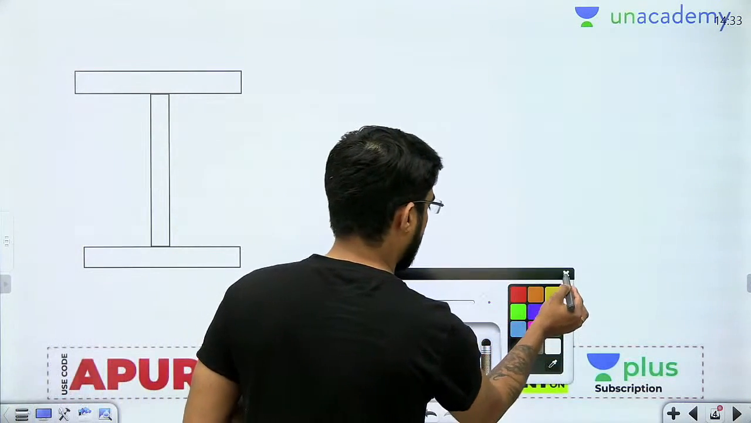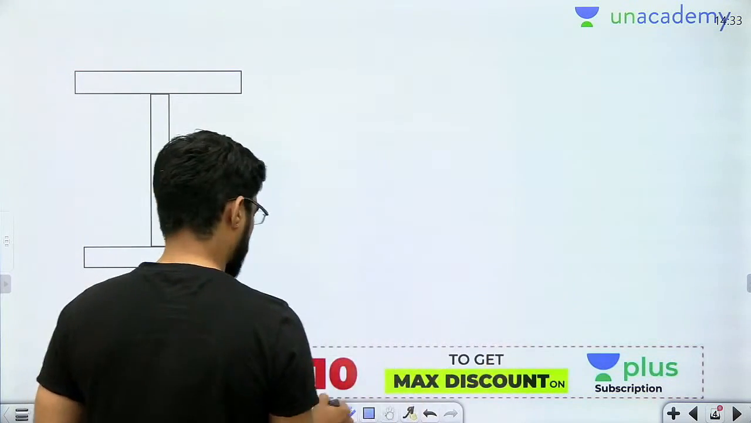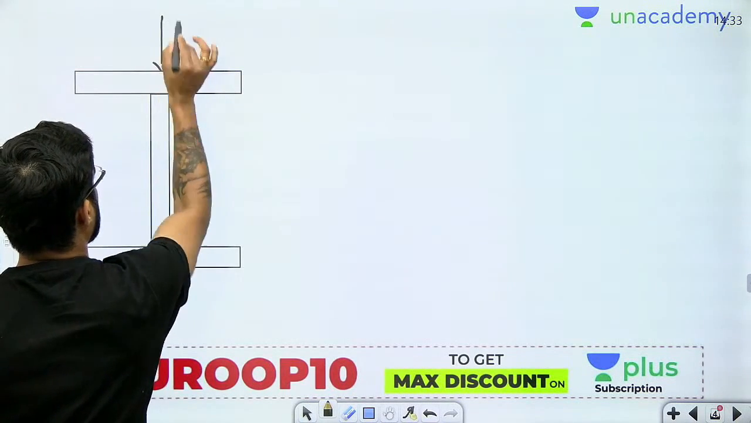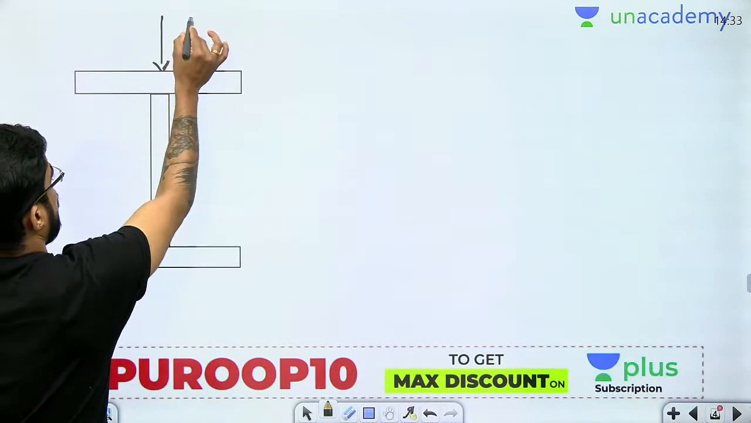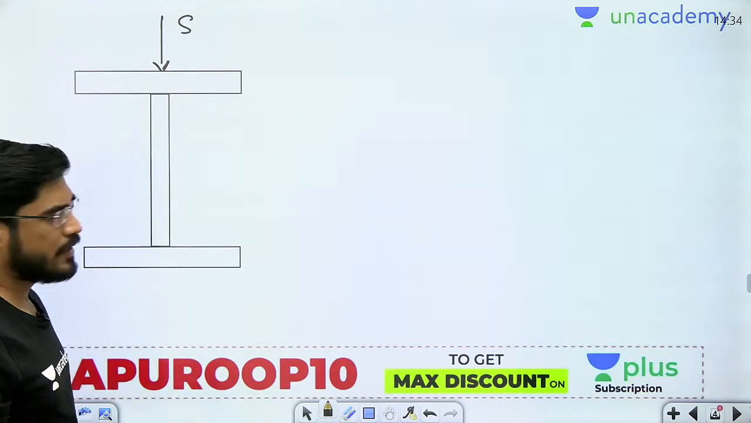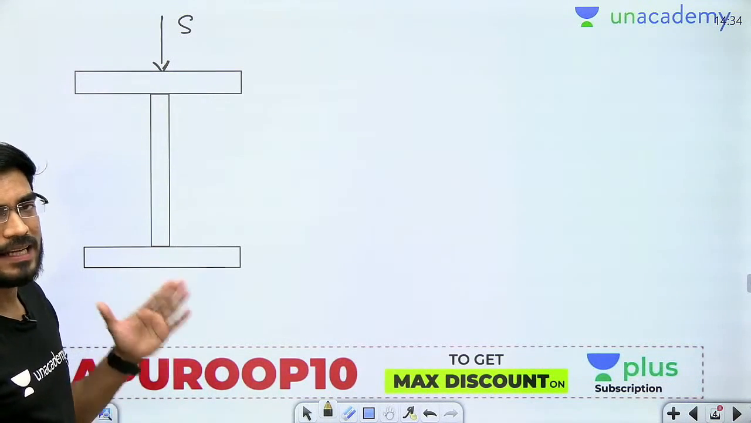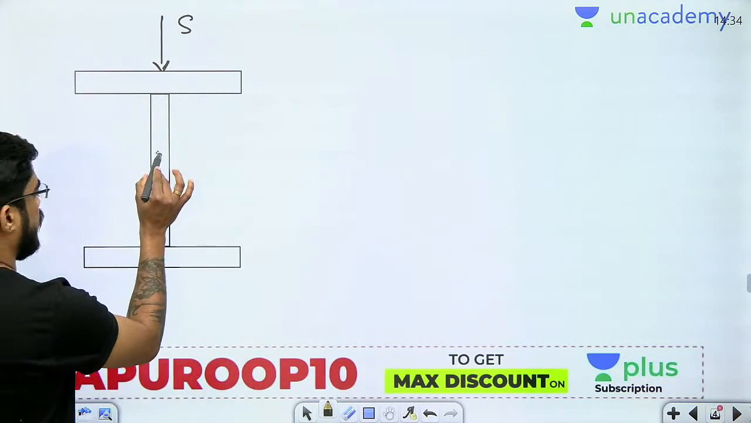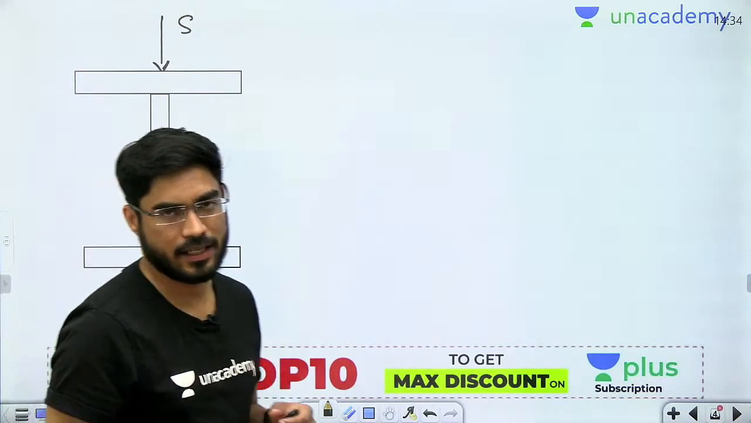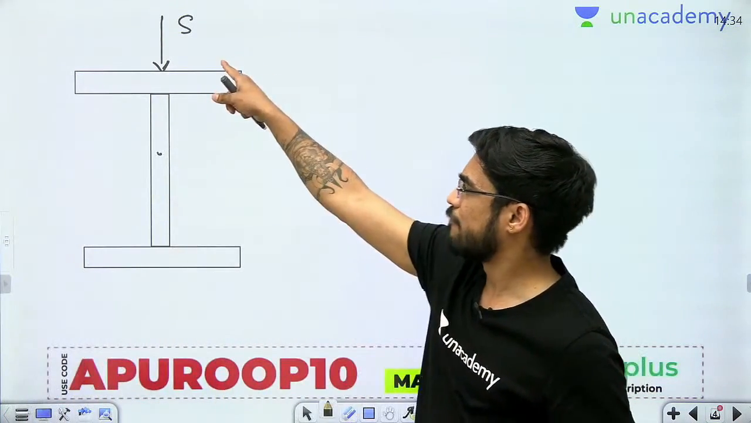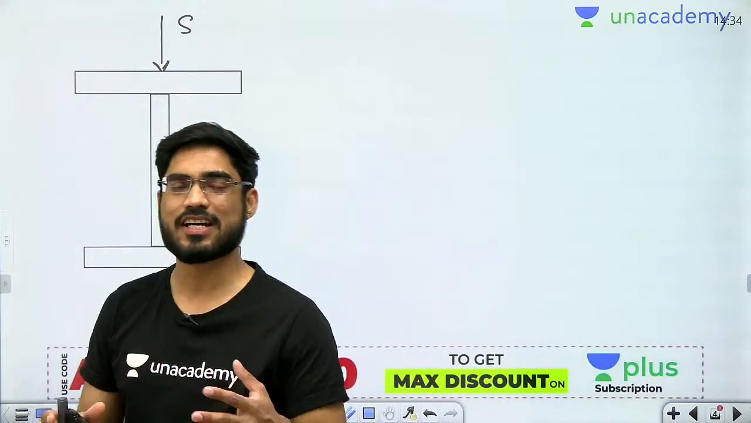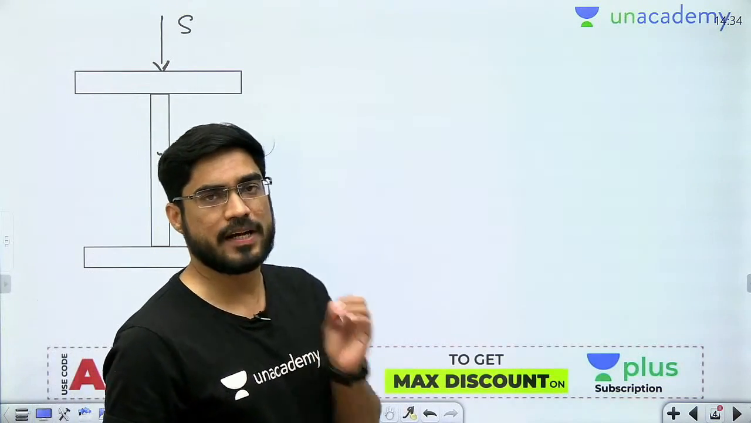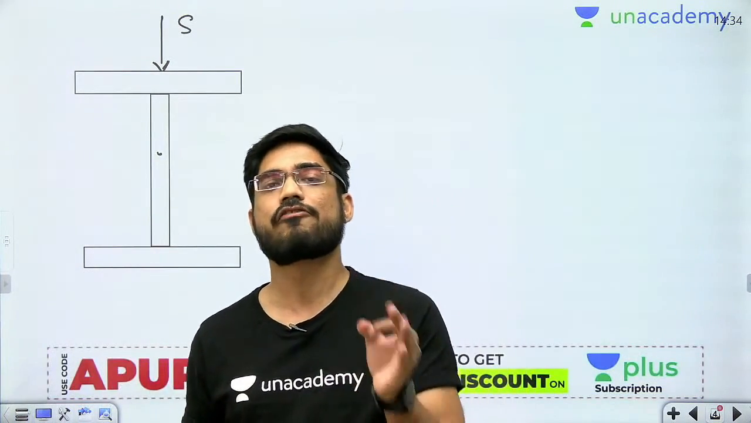And let's say I am applying a force of some magnitude at this point. Let's say this is the shear force S. Now beta, usually we apply the force at the centroid of the cross section, right? So this is the centroid of the cross section and I'm applying the force right here. Now, when you apply the shear force, it is distributed throughout this cross section. And this shear force per unit length is known as shear flow.